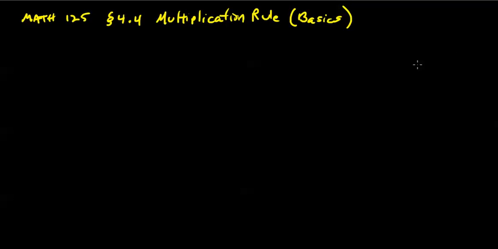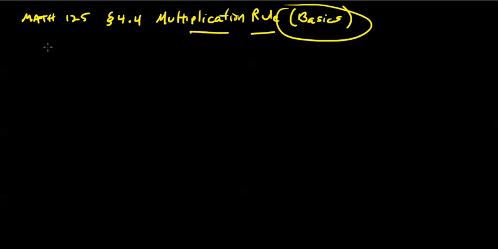Alright, good morning. This is Math 125 Statistics. Today we're going to talk about Section 4.4, the multiplication rule, the basics. This actually used to be two sections in an older version of the text. This newer version has separated this topic of the multiplication rule into two sections, 4.4 being the basics and 4.5 being a little more advanced. Alright, so we're going to talk about the basics of the multiplication rule today.